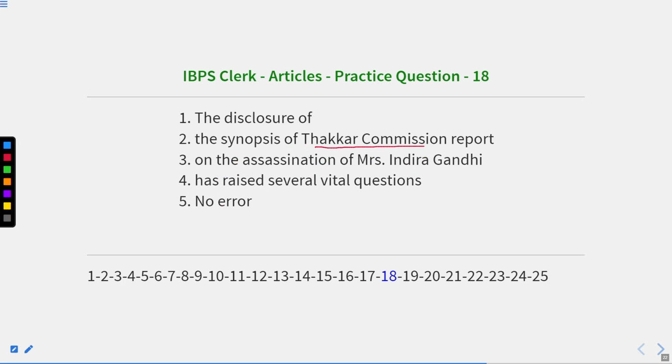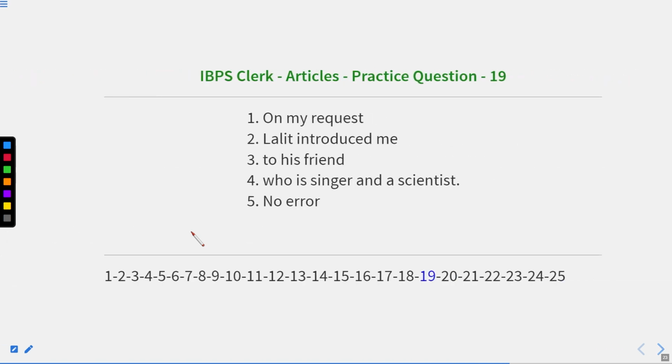Now this is commission report, and if this is commission report, we need to write "the" before it. So it should be the Thakkar Commission report. This will be the correct sentence. Now let us move to question number 19.